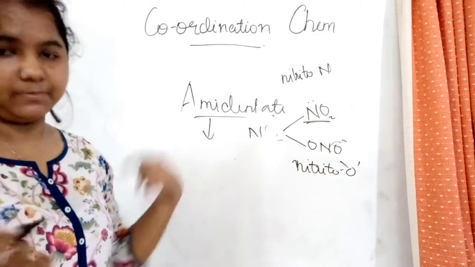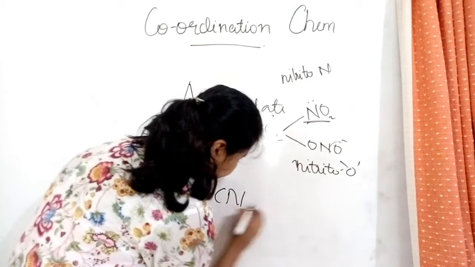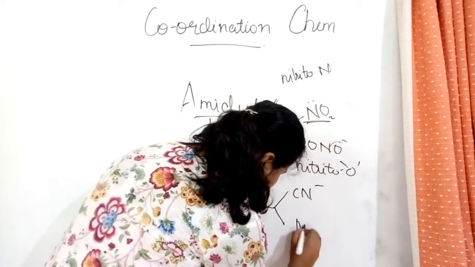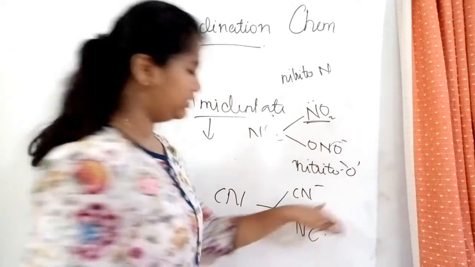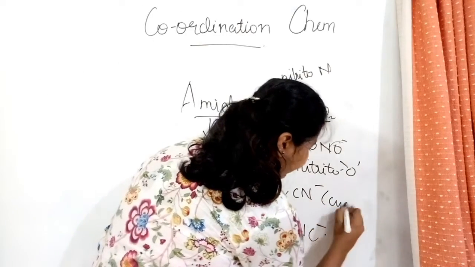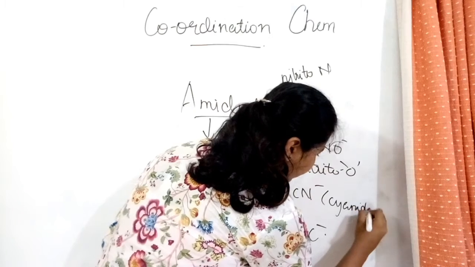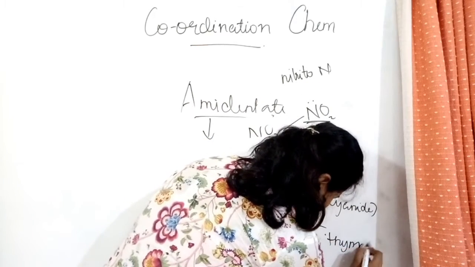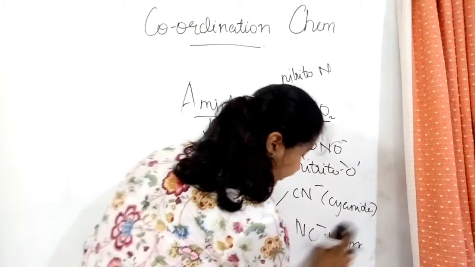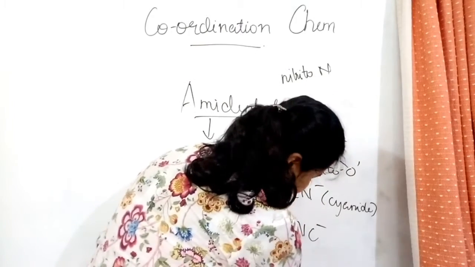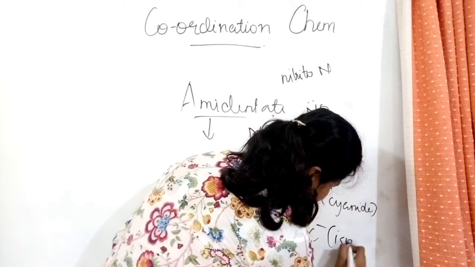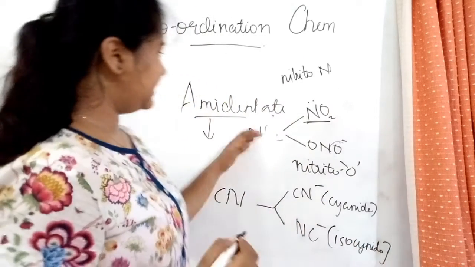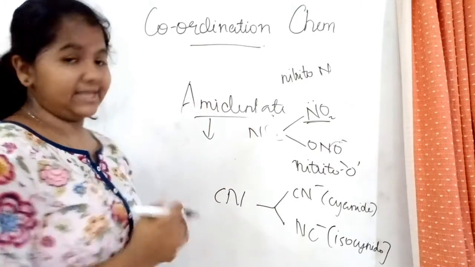So now let's see the example of CN. CN is split into CN minus or NC minus. This is called cyanido. This is known as isocyanido. I'm sorry, it is not thiocyanido; it is isocyanido. Okay, these are the two examples for ambidentate ligands.